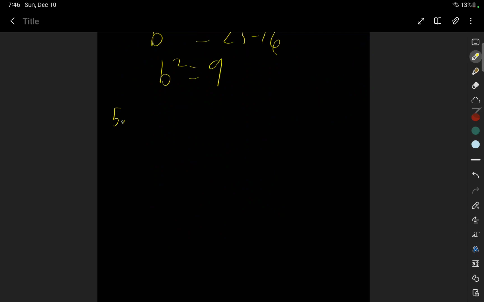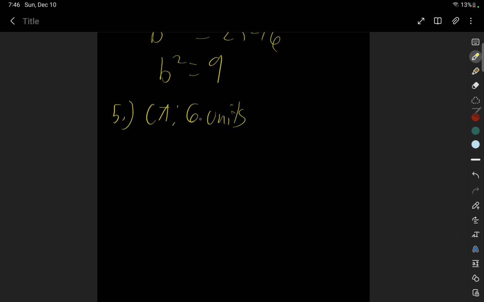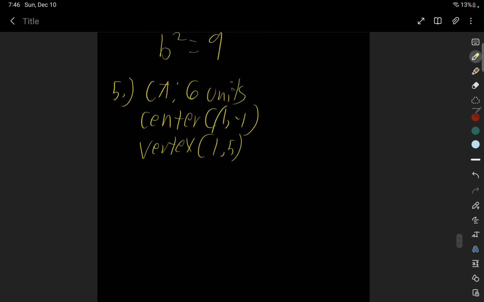And for number 5, let's say that the length of the conjugate axis is 6 units. Ang center natin is at 1, negative 1, and ang isa nating vertex is 1 and 5. Napakadali lang nito. I-depend natin yung variable. So, sa 1 and 1 may gumalaw ba? Wala naman. What if sa negative 1 and 5? Meron. Para makuha yung distance, i-subtract natin 5 minus negative 1, magiging plus 6.